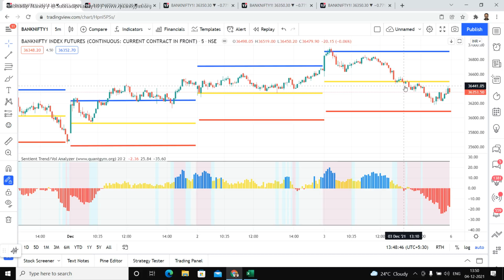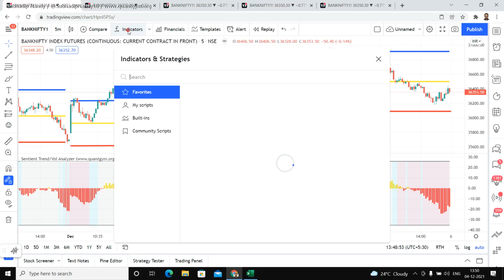I have written down the points. Okay, how does this trend indicator match with something, let us say a standard indicator like MACD?